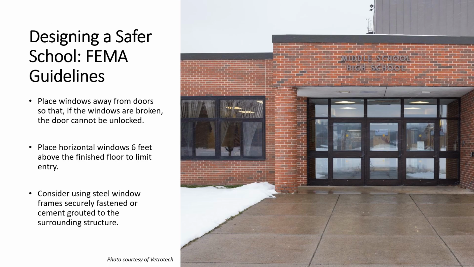FEMA has set some guidelines to help design a safer school as well. These are to place windows away from doors, place horizontal windows 6 feet above the finished floor, and consider using steel window frames securely fastened or cement grouted to the surrounding structure.